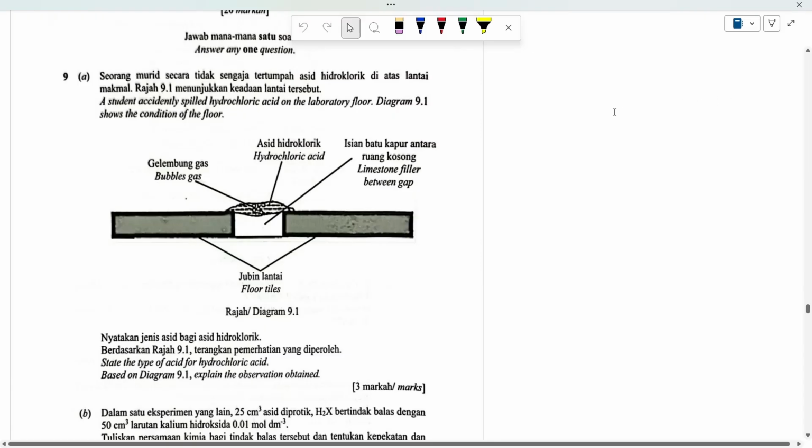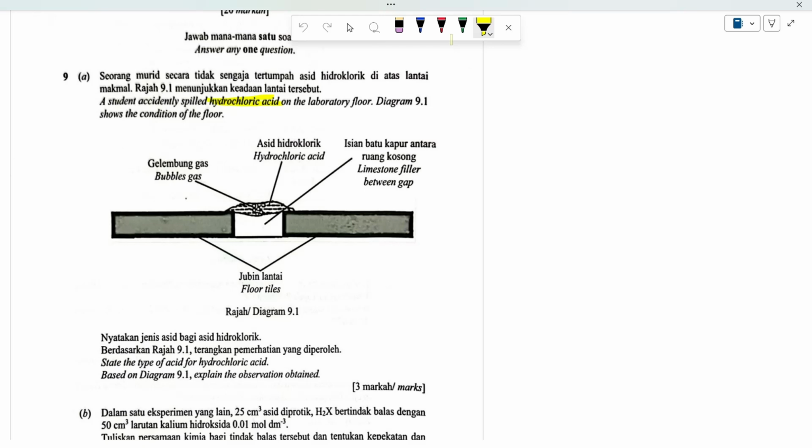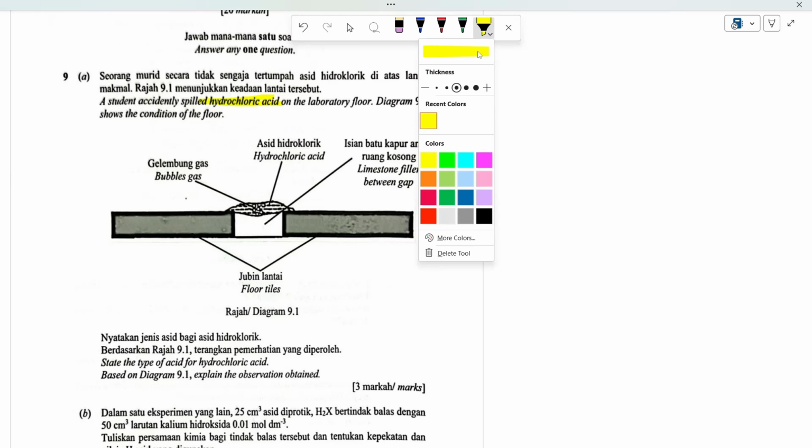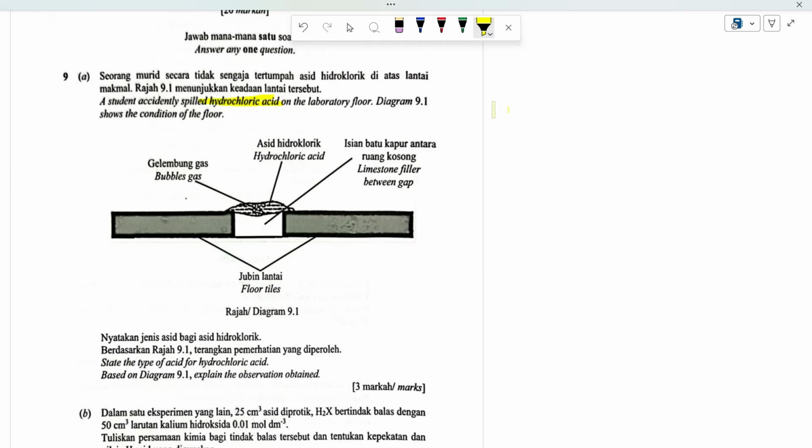Okay, now we look into this question. A student accidentally spilled the hydrochloric acid on the floor. So it shows the condition of the floor. Okay, here, class. And now this is the floor tile.